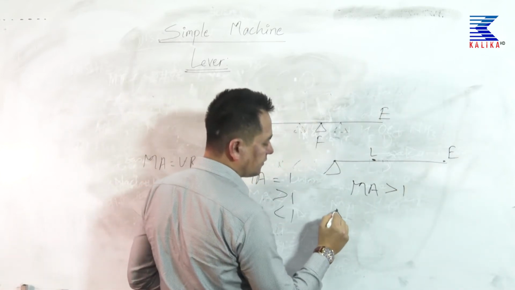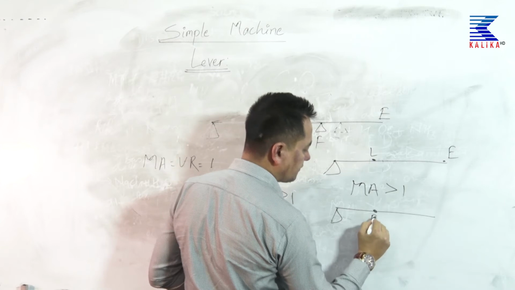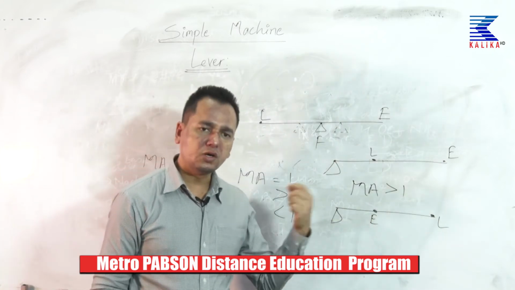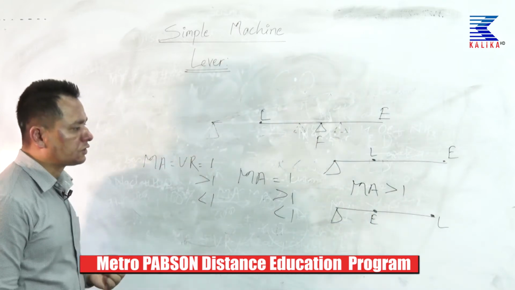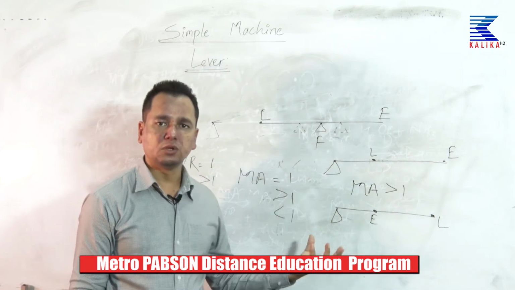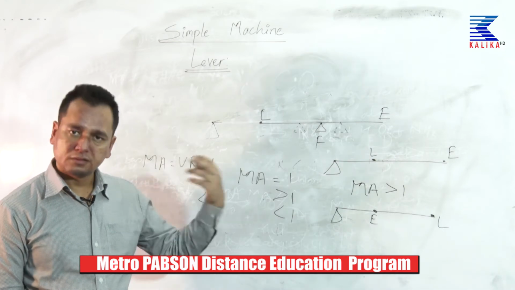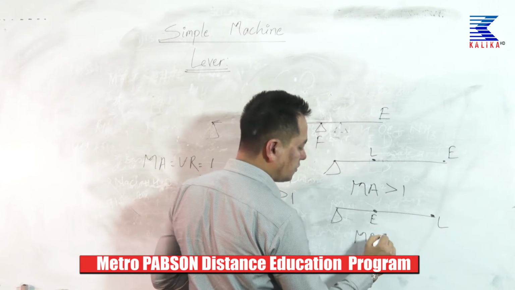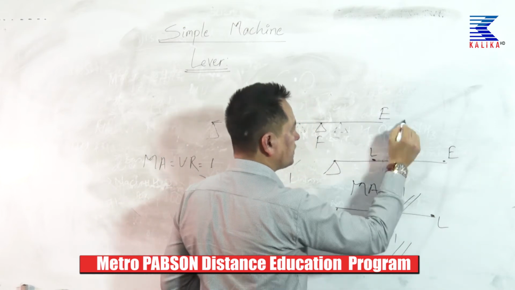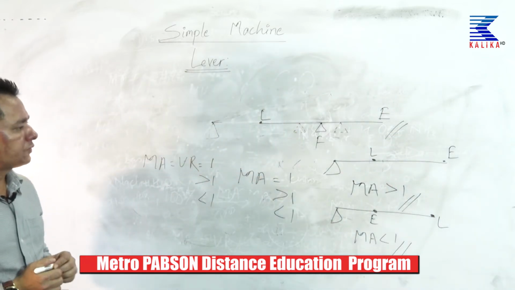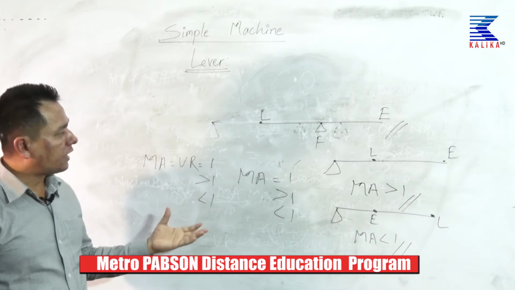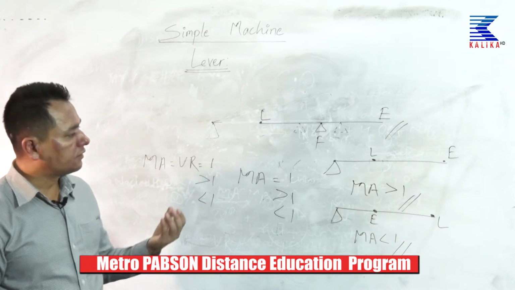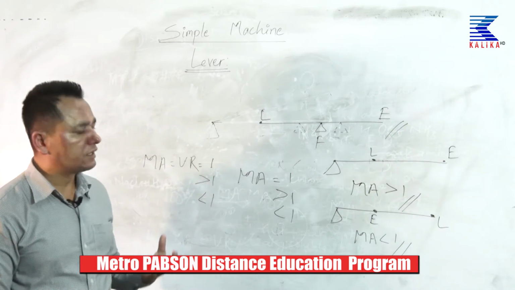Whereas in third class lever, effort distance is always smaller than the load distance. So the effort required to overcome the given load is always greater than the load to be overcome. So in third class lever, mechanical advantage is always less than 1. I hope you understood why mechanical advantage is always greater than 1 in second class lever, and always smaller than 1 in third class lever.